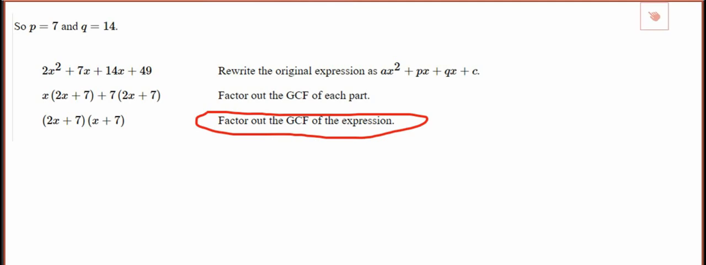Okay, on that step for those lines there, the GCF is a greatest common factor, right? Which means it's just something that we're multiplying. And this 2x plus 7, we are multiplying the x by that, and we're multiplying the 7 by that. Okay?